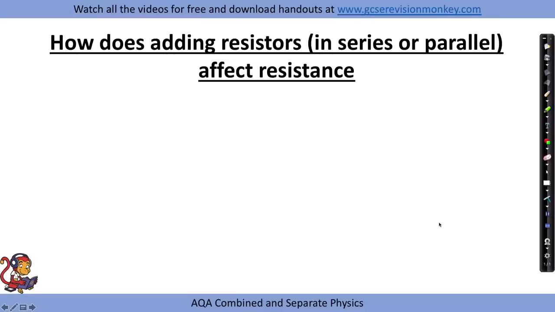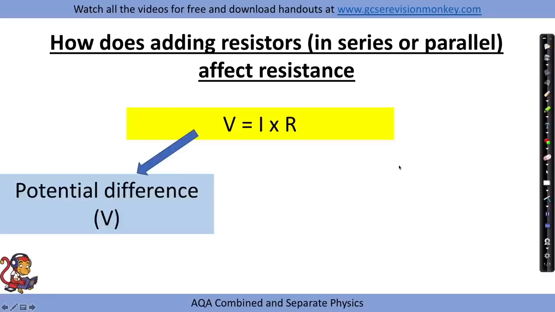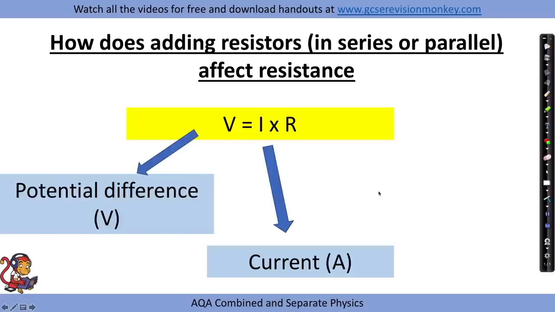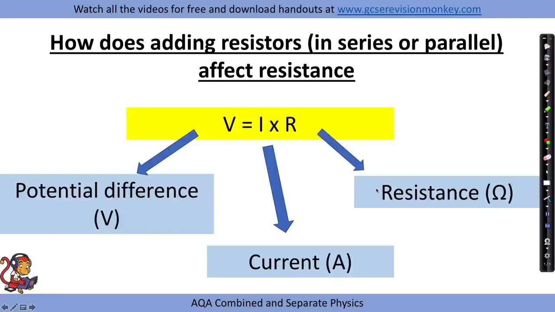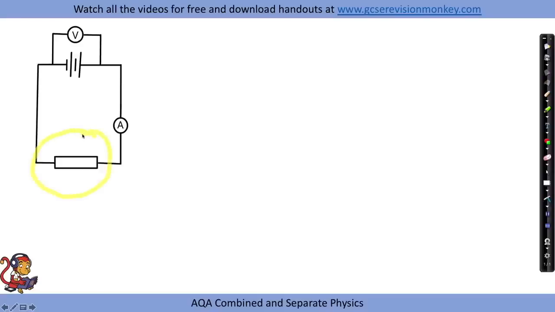In this required practical, you are asked to investigate how adding resistors in series circuits or parallel circuits affects the total resistance. For this practical, you also need to recall the equation V equals IR, whereby V stands for potential difference, I for current, and R for resistance. This here is the resistor. I've drawn a circuit here with 2 cells.